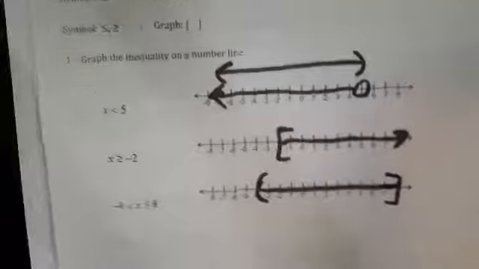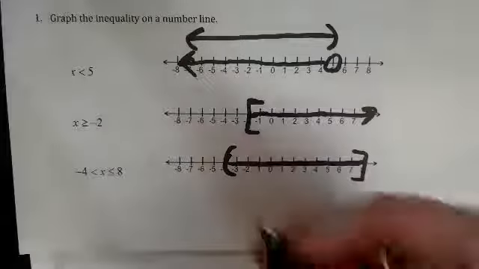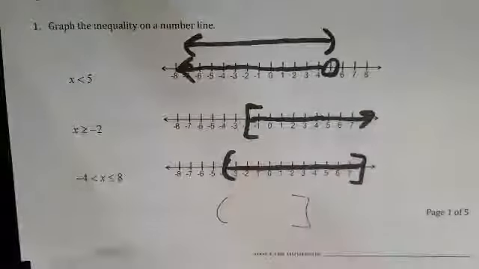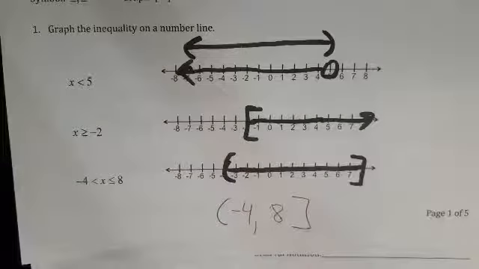So if we're going from minus 4 to 8, and I guess I could just throw it in there, we want the same parentheses that we had on our graph, and we just throw in the numbers from minus 4 to 8. And so now we're talking about all the numbers from minus 4 to 8.